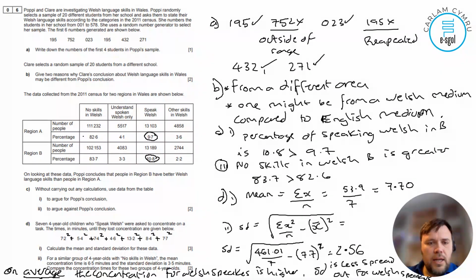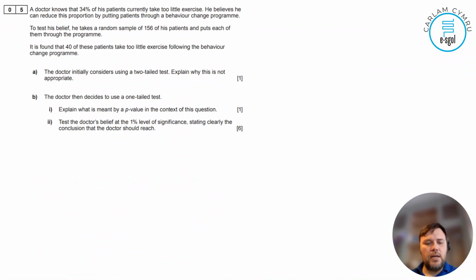Okay, and then the next question is, there you go, that's the one. A doctor knows that 34% of his patients currently take too little exercise. He believes he can reduce this proportion by putting patients through a behavior change program. To test his belief, he takes a random sample of 156 of his patients and puts each of them through the program. It is found that 40 of these patients take too little exercise following the behavior change program. The doctor initially considers using a two-tailed test. Explain why this is not appropriate.